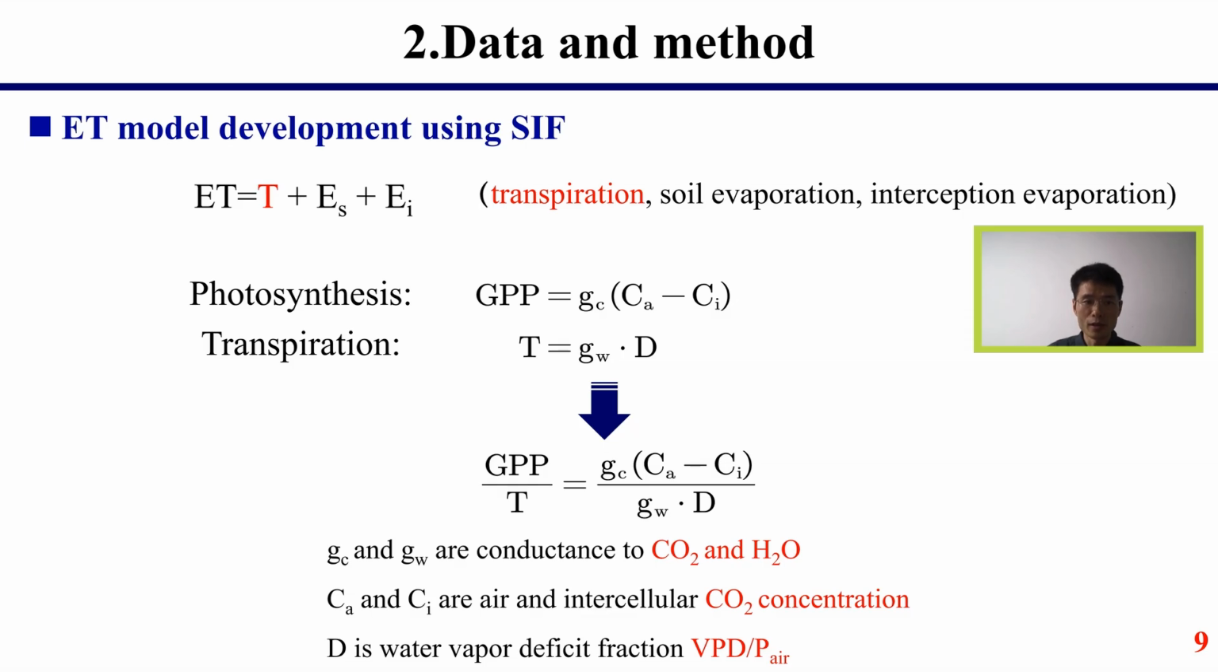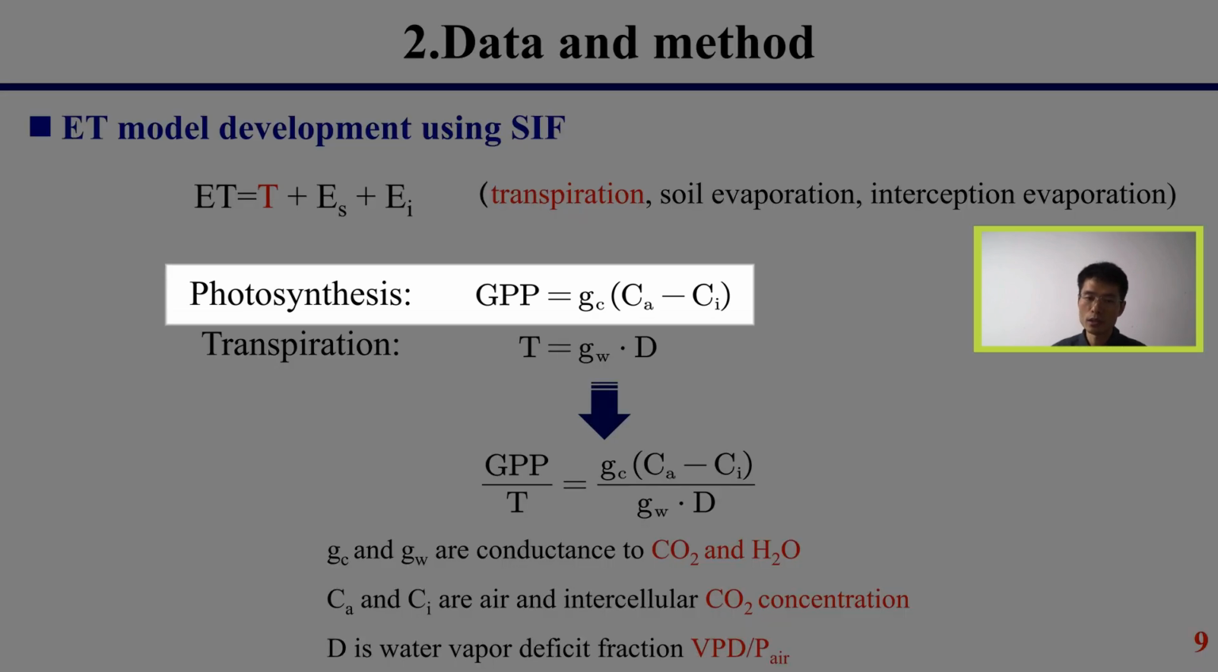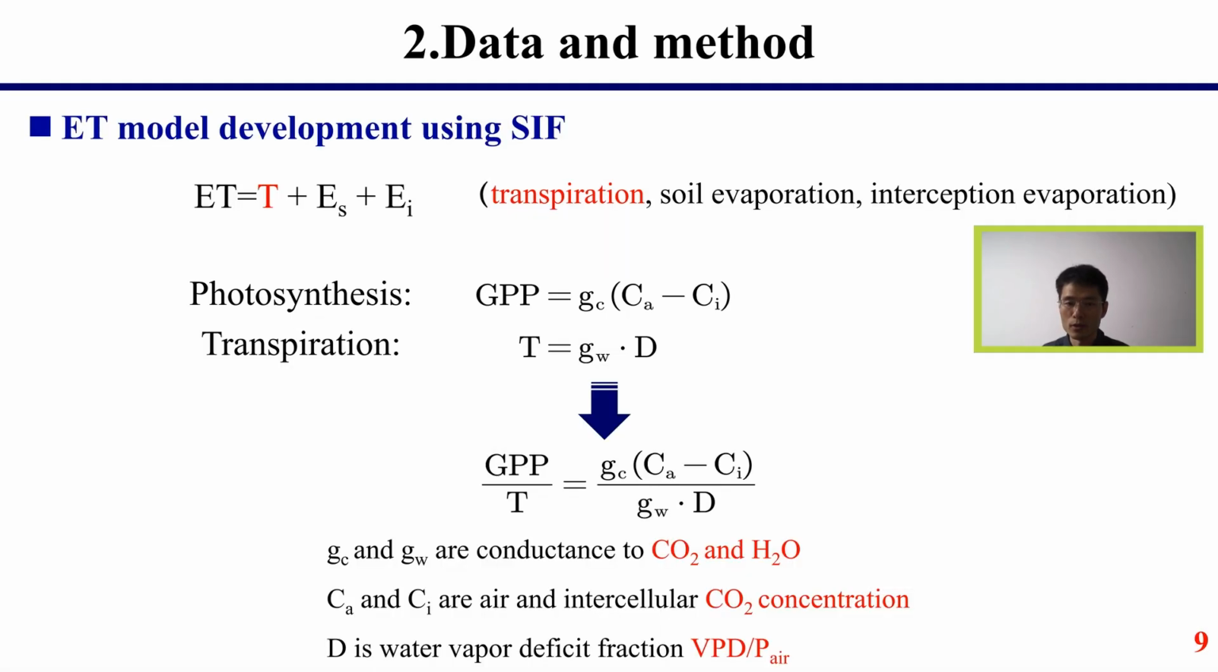Of these three components, the transpiration component is tightly related to biological processes. So this is where we start the development of this model. In order to simulate transpiration using SIF, we start from the photosynthesis processes. We use this equation: GPP equals stomatal conductance to CO2 times the CO2 gradient between air and the intercellular phase. This is basically Fick's law.